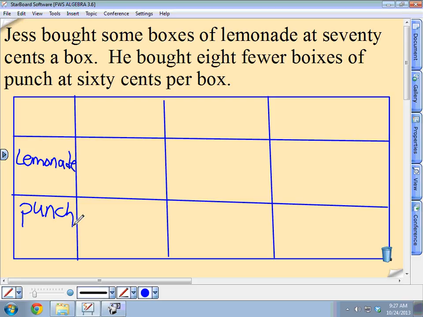Okay. Now, Dan, notice what I have here. It's a box of lemonade. It's 70 cents a box. So how are they comparing the lemonade and the punch? What are they using? Because here we're not using length and width. How are they comparing these things up here? Okay. All right. Number of boxes. Good. What else?